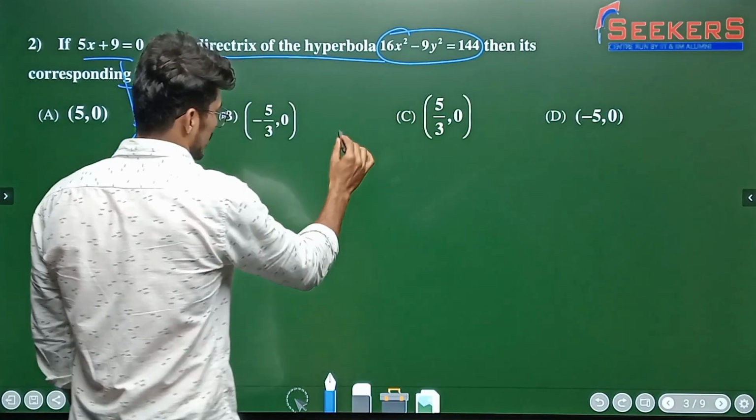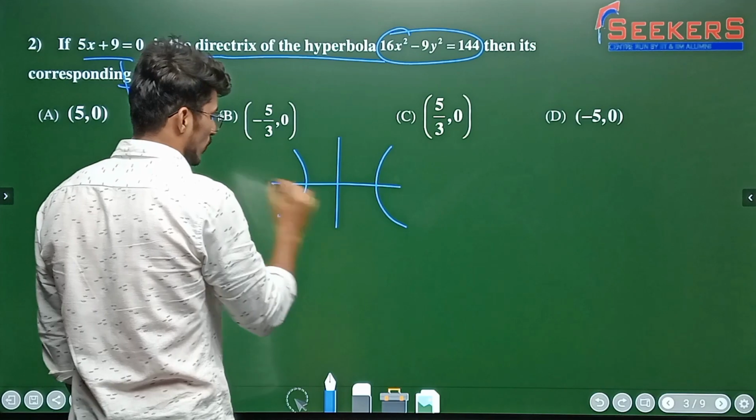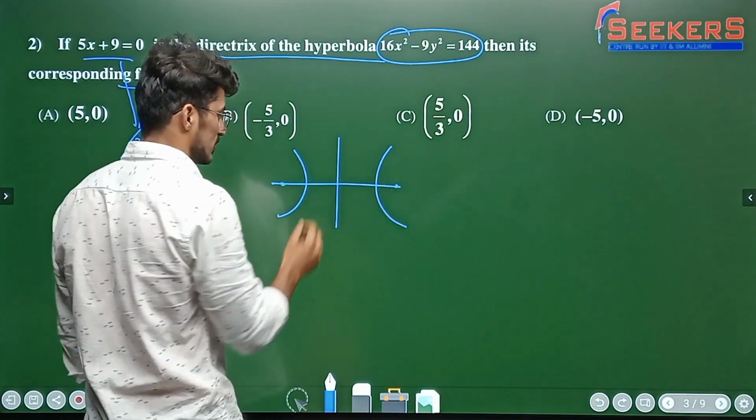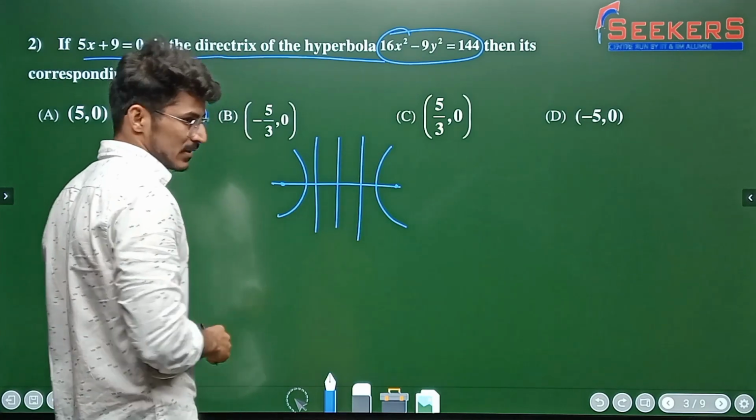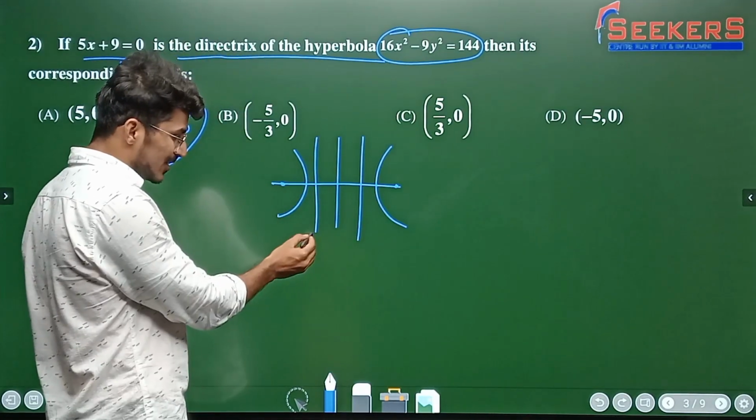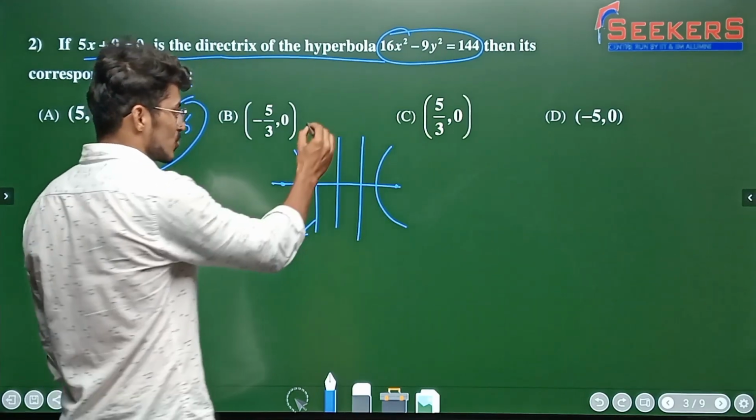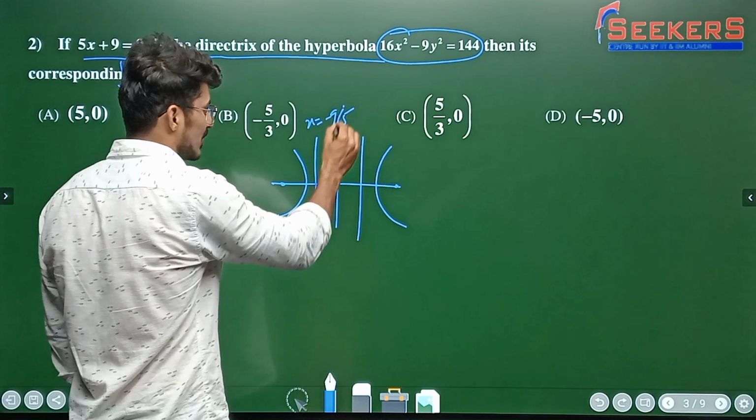Look at this here, let me draw here. So this is the hyperbola. Alright, so this is our focus and this is another focus. These are the foci, right? So this is a directrix and this is a directrix, two directrices. So what he has given here, x is equal to minus 9 by 5, means he is talking about this directrix. He has given this. So x is equal to minus 9 by 5.